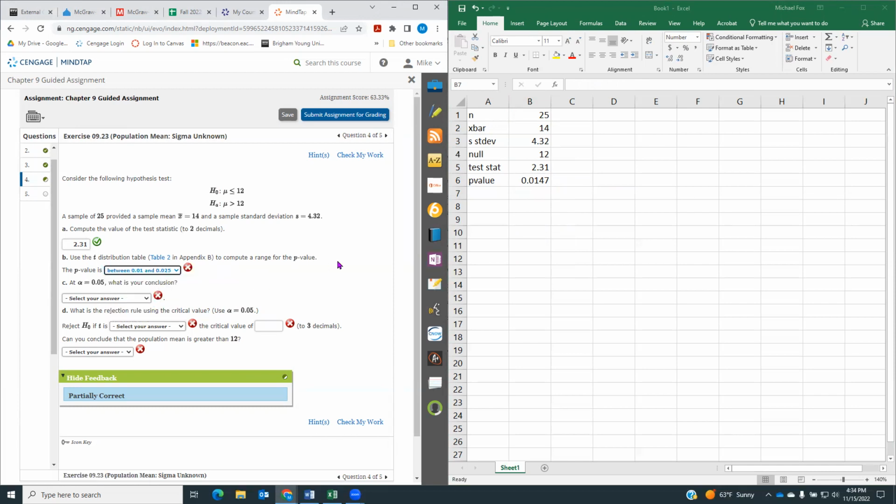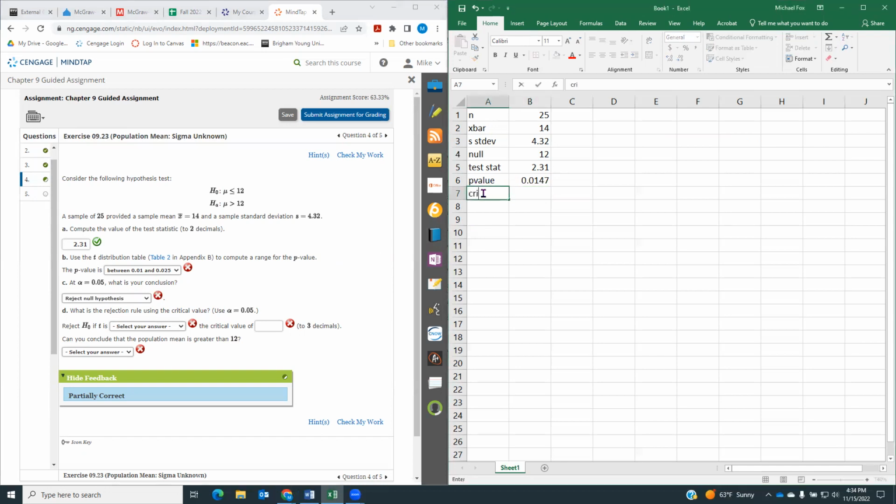So with an alpha of 0.05, what is our conclusion? Well, an alpha of 0.05 is greater than our p-value of 0.0147, so we're going to not reject the null hypothesis. Wait a minute, no, our p-value is less than. So sorry, we will reject the null hypothesis. See, it's confusing. Then it asks, what's the rejection rule using the critical value and an alpha of 0.05.